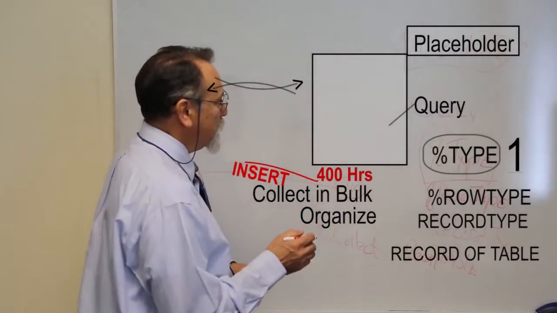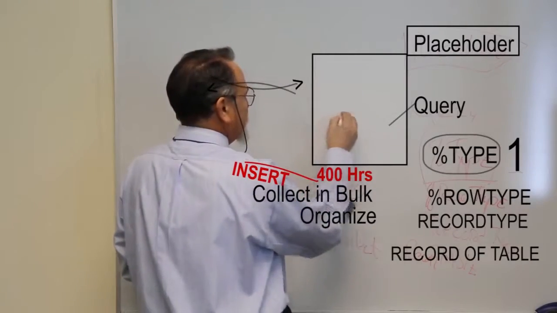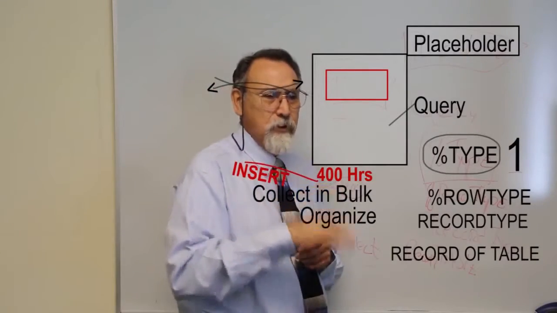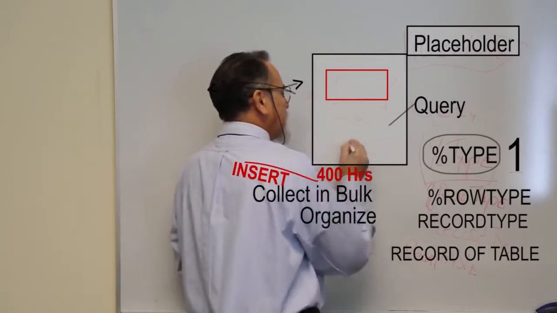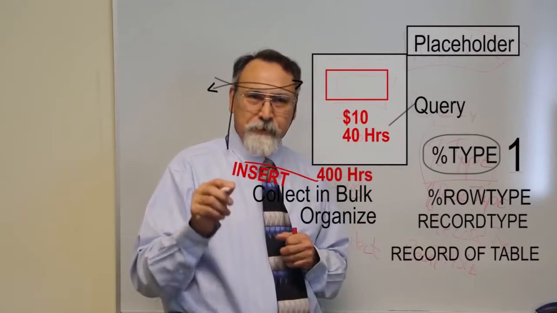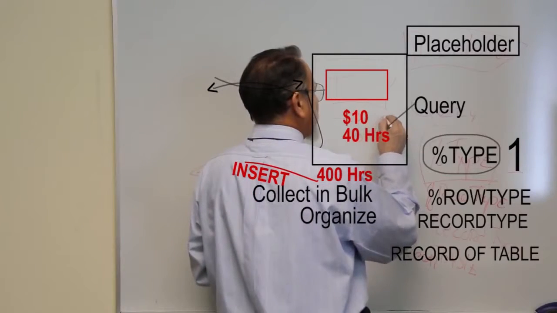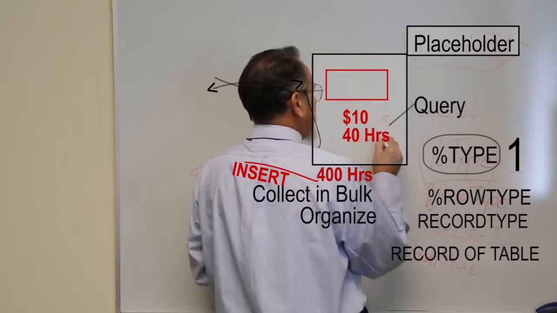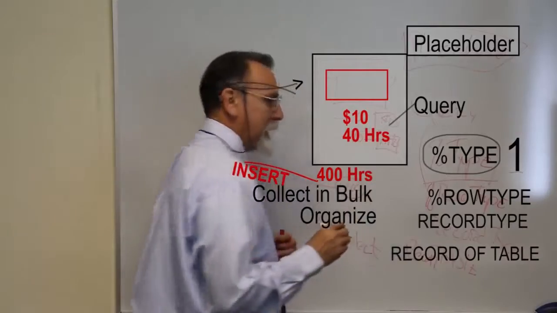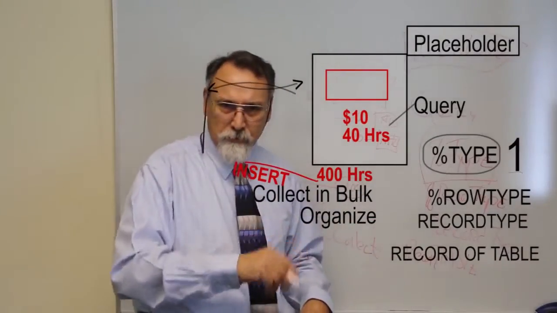Now, the other thing you have to worry about is, as you extract information, you want to identify a specific placeholder. So we had the $10 and the 40 hours. You want to be able to identify a specific placeholder. You want to put the $10 into something, and you want to put the 40 into something. So there's a command that allows you to put the data into a specific placeholder.